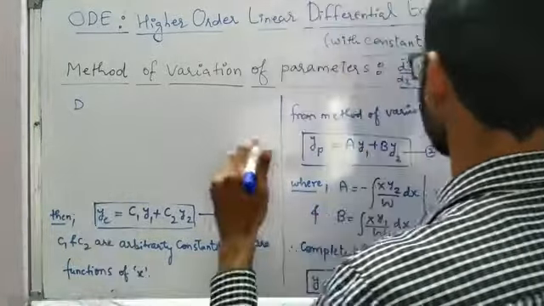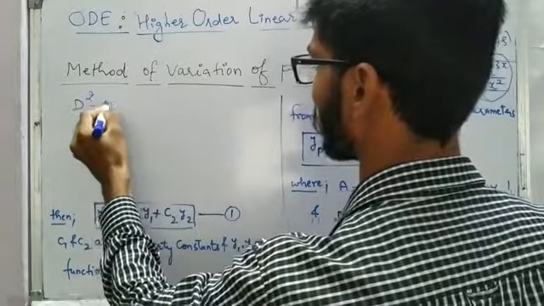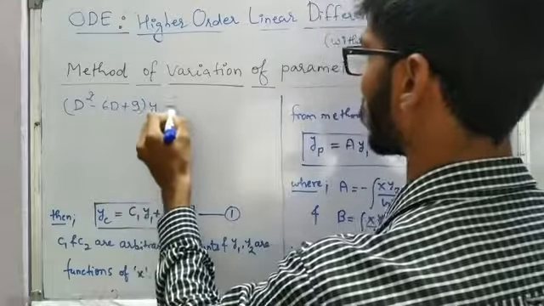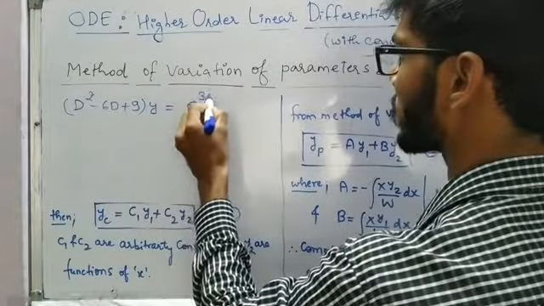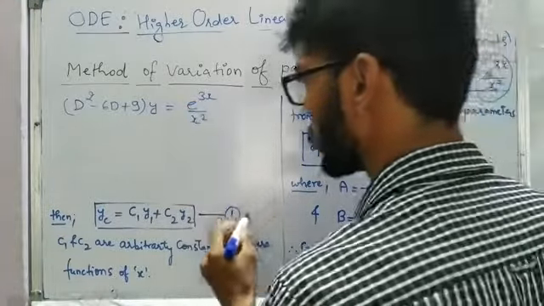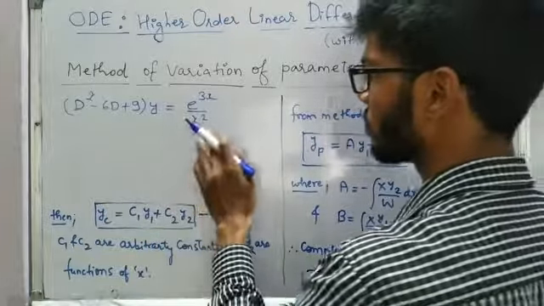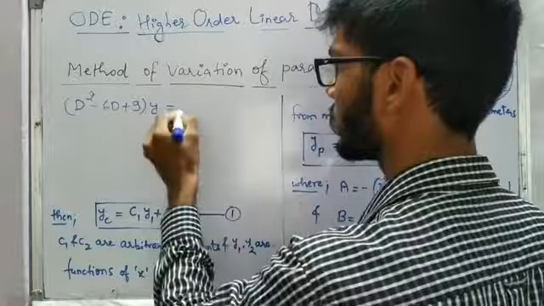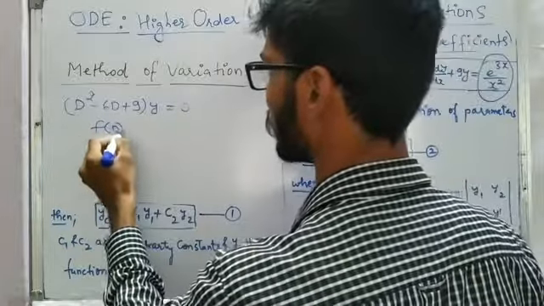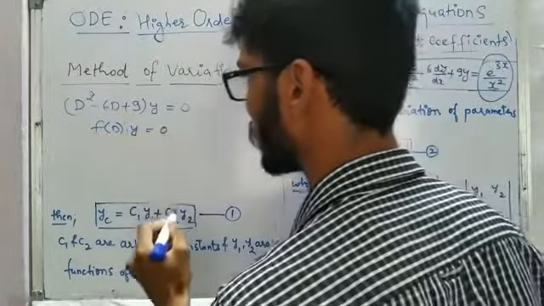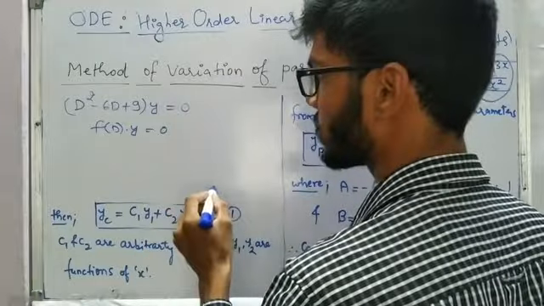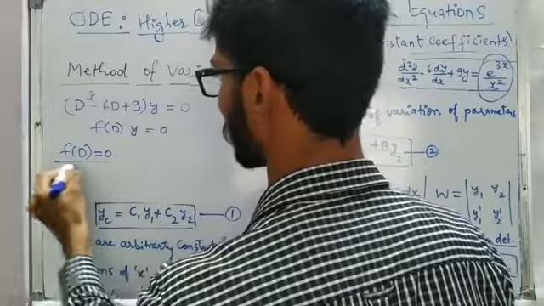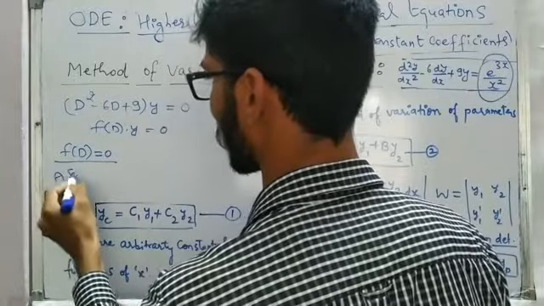So we have to calculate f of d. This is nothing but d square minus 6d plus 9 into y is equal to e power 3x divided by x square. To calculate the complementary function part, this we have to neglect as of now, so we'll consider it as 0. So this is nothing but f of d into y is equal to 0. This is a homogeneous linear differential equation. How are we going to get the general solution? f of d is equal to 0. This is nothing but our auxiliary equation.